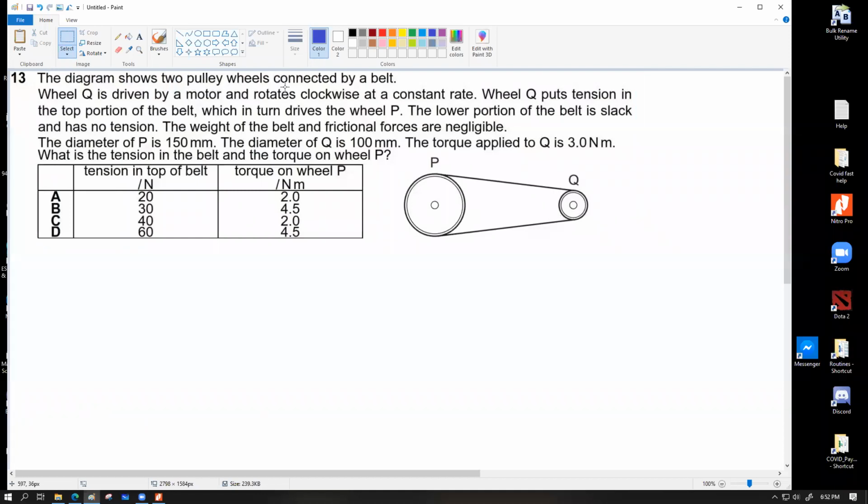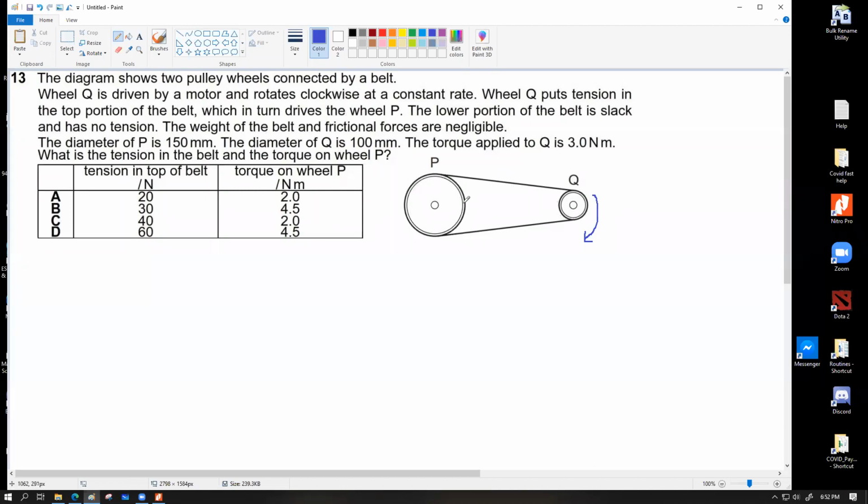The diagram shows two pulley wheels connected by a belt. Wheel Q is driven by a motor and rotates clockwise at a constant rate. Wheel Q puts tension in the top portion of the belt, which in turn drives wheel P. So this is the belt which is under tension. The lower portion of the belt is slack and has no tension.